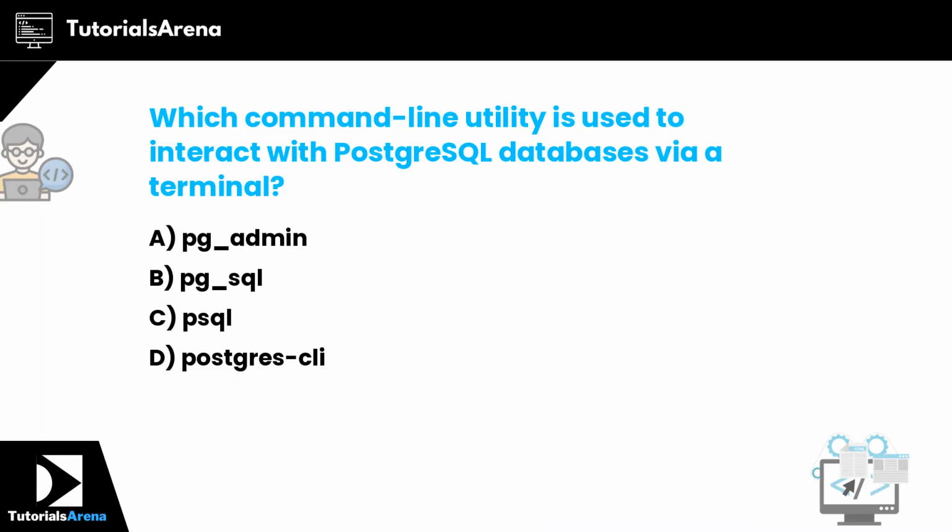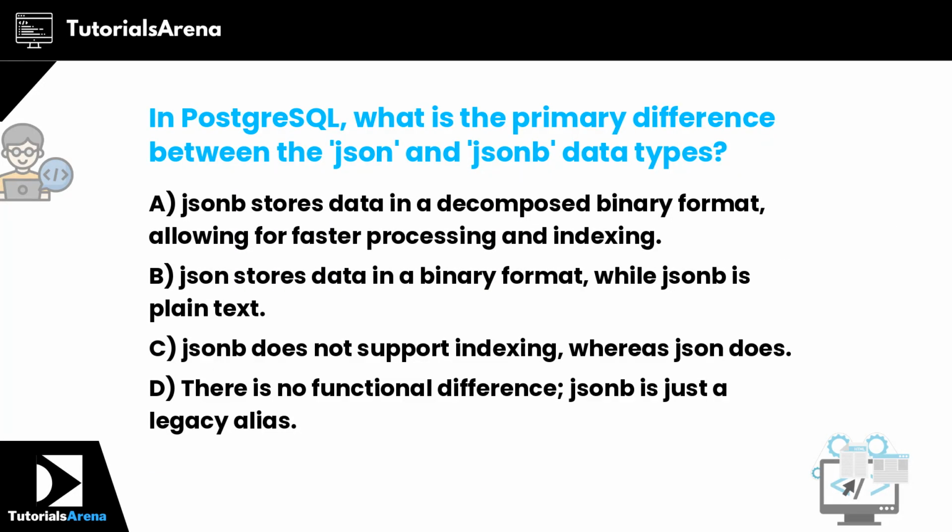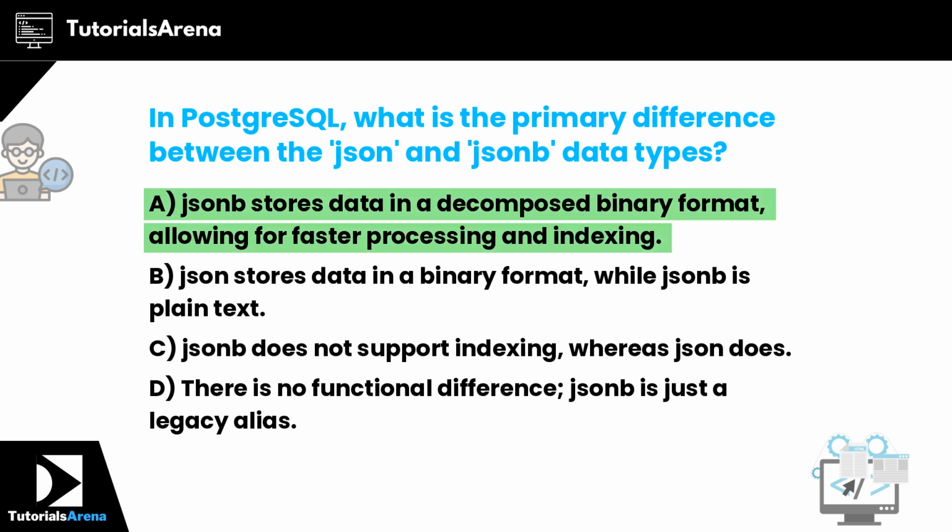Which command line utility is used to interact with PostgreSQL databases via a terminal? The correct answer is option C, psql. In PostgreSQL, what is the primary difference between the JSON and JSONB data types? The correct answer is option A. JSONB stores data in a decomposed binary format, allowing for faster processing and indexing.